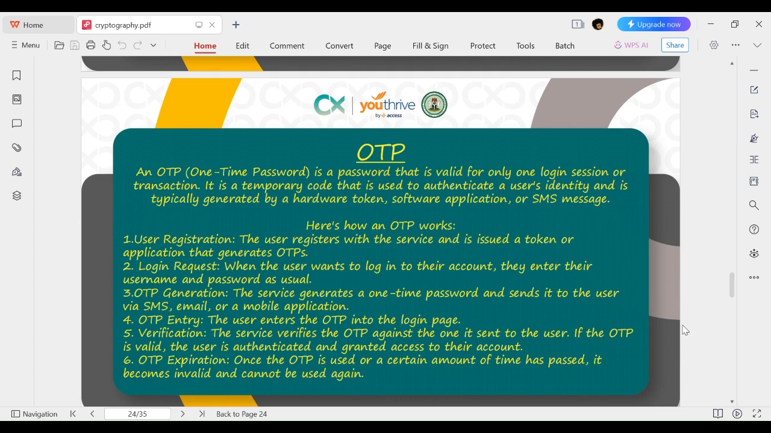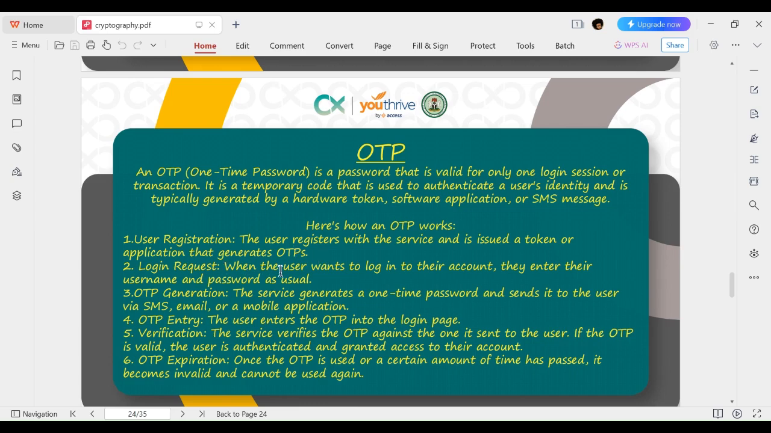Here is how an OTP works. User registration. The user registers with the service and is issued a token or application that generates OTPs. Like in Nigerian banks today, we have hardware tokens and software tokens. So when you open a bank account, you need a token to finalize every payment and transaction. The bank uses this format to make sure the transaction was authorized.